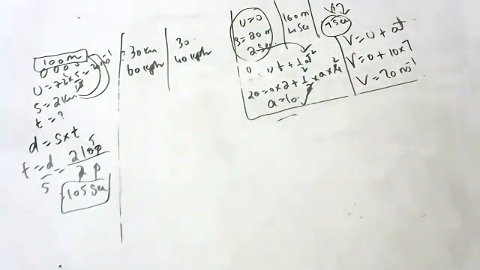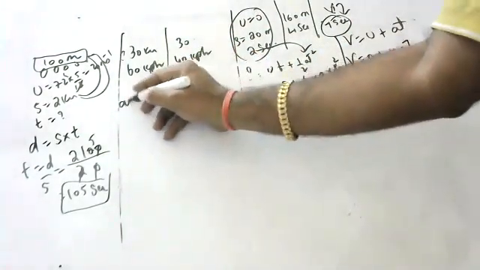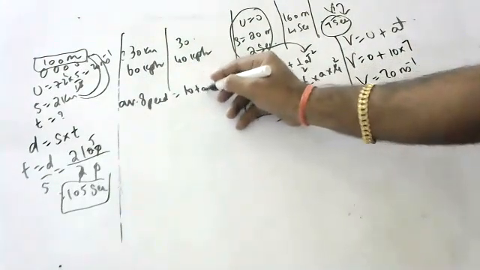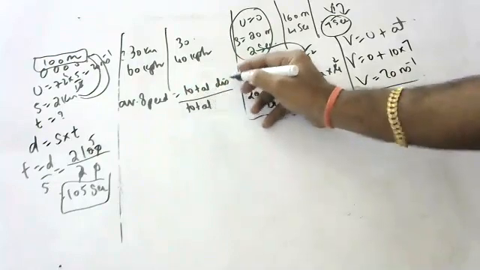The question is, what is the average speed and total time? Let's find the average speed. Average speed is equal to total distance by total time.